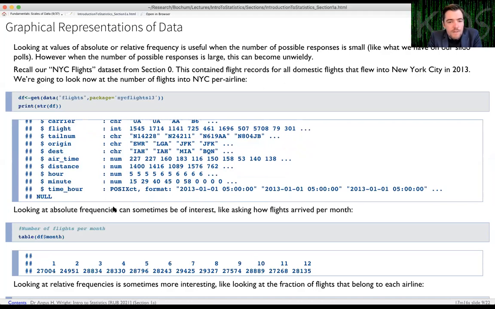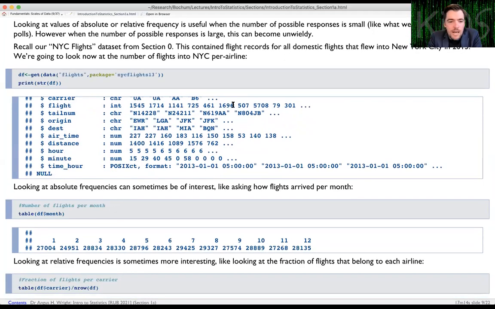Now, the reason why graphical representations of data are frequently useful to look at is essentially because when we look at absolute frequencies or even relative frequencies, with many different categories of data, it can very rapidly become inefficient to just look at numbers. So you can look at absolute frequencies, and that can definitely be interesting. So let's do, for example, the absolute frequency of the number of flights per month out of New York. And what you can see is that on average, there's around 27, 28, 29,000 flights that fly out of New York every month.